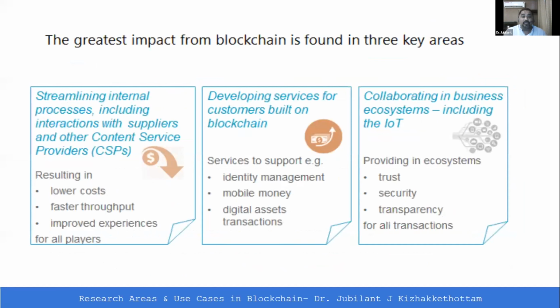Surely you are going to identify that it is going to make many changes in technology. Blockchain has a great impact in three key areas: content service providers, streamlining internal processes including the interaction with suppliers and other content service providers, and it directly reduces development service costs when providing blockchains. It will also be collaborating in business ecosystems like IoT, where trust, security, and transparency are identified. Yes, blockchain is going to have a great impact in making changes in our life.